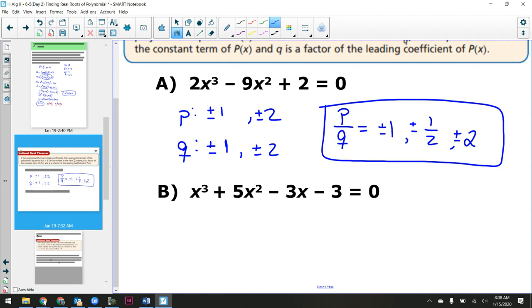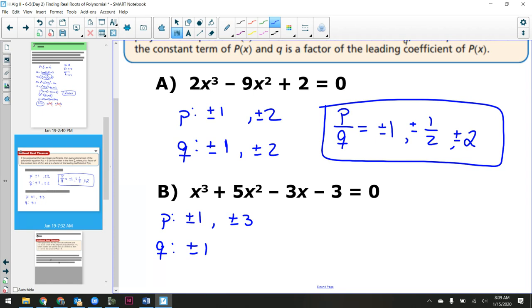Okay, so the P is my constant term, which is -3. So that means my factors of -3 are ±1 and ±3. Do you follow me there? Because 3 is a prime number, so it's just 3 and 1. If the leading coefficient is 1, life is good. Life is real good because it's just ±1. And the only factors of 1 are 1.